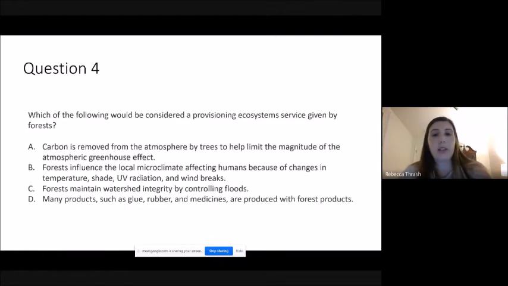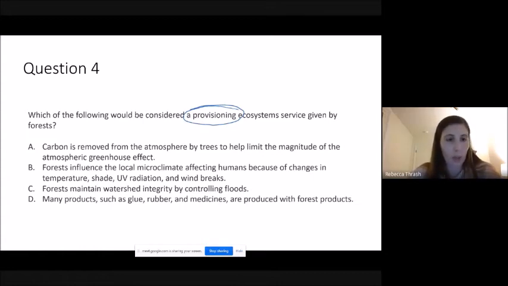Which of the following would be considered a provisioning ecosystem service given by forests? We have to remember what we mean by a provisioning ecosystem before we look at the answer choices. Provisioning services would be those that give humans a material good. So carbon is removed from the atmosphere by trees to help limit the magnitude of atmospheric greenhouse effect. Forests influence the local microclimate, affecting humans because of changes in temperature, shade, UV radiation, and windbreaks. Forests maintain watershed integrity by controlling floods. Many products such as glue, rubber, and medicines are produced with forest products. That sounds right. That would be a provisioning ecosystem service. A would be a supporting service. B would also be a supporting service. And C would be a regulating service.